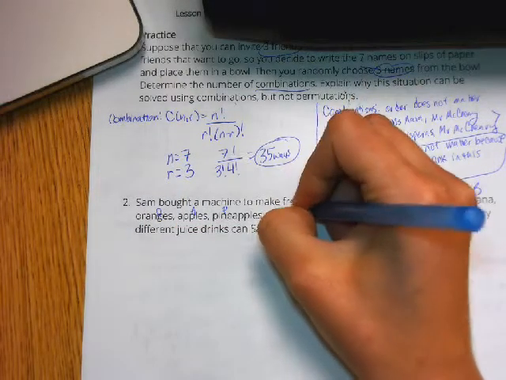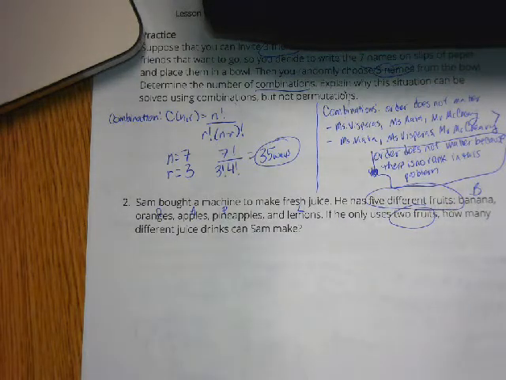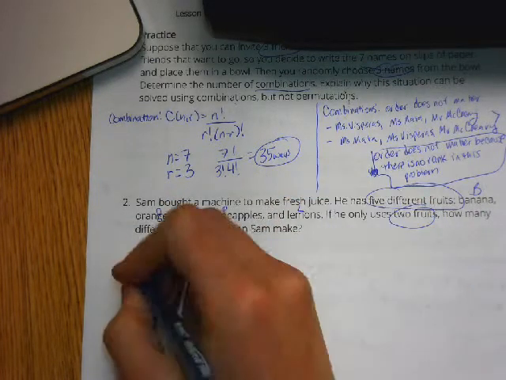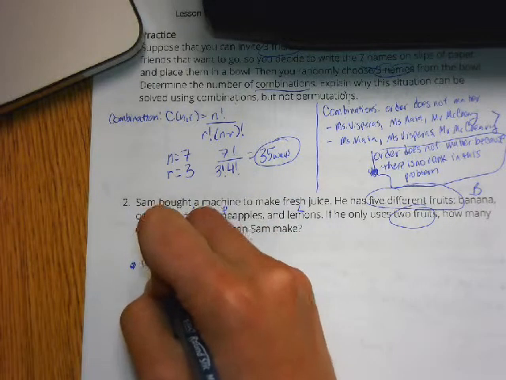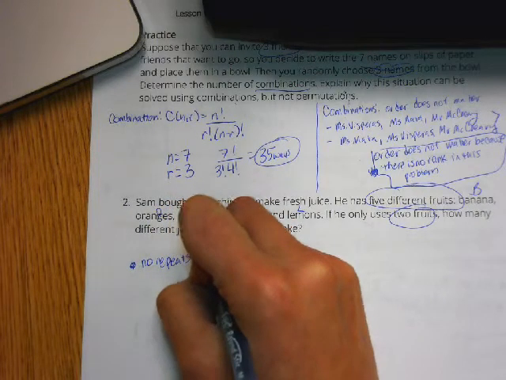So let's go on to number 2. Sam bought a machine to make fresh juice. He has 5 different fruits: bananas, oranges, apples, pineapples, and lemons. If he only uses 2 fruits, how many different drinks can he make?